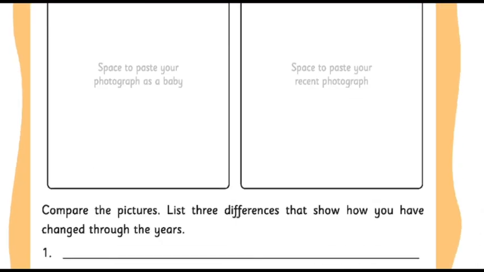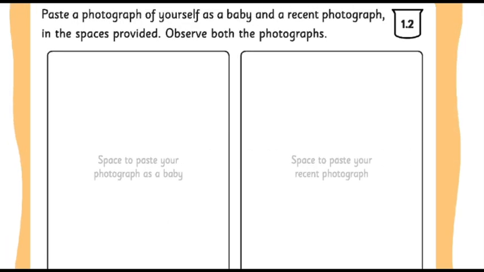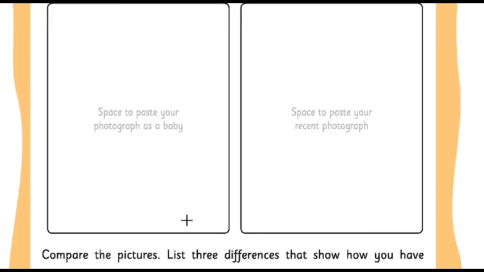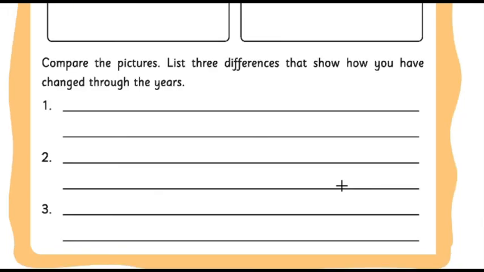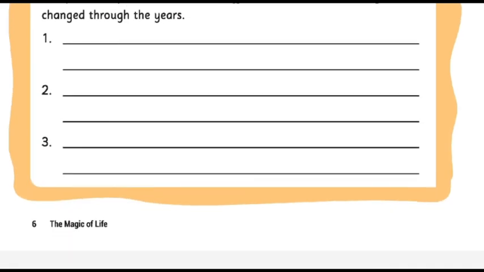Okay, so after the book comes, you have to paste a picture of a baby, and you have to paste a picture of you. So you have grown into a boy, or you have grown into a girl. After that, you have to compare the difference between the baby picture and your recent picture. So you have to find out the differences. What are the differences seen in the picture of a baby and a grown up boy or girl?